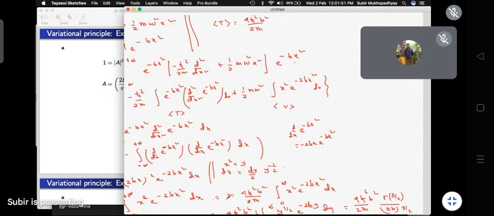Gamma 3 by 2 is half gamma half, okay? Root pi by 2. Gamma half is root pi, as I already told you, so that means it will be root pi by 2. So then we'll have, here we have 2b to the power 3 by 2.